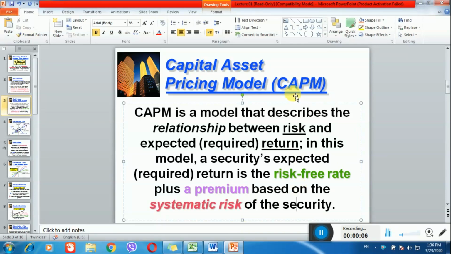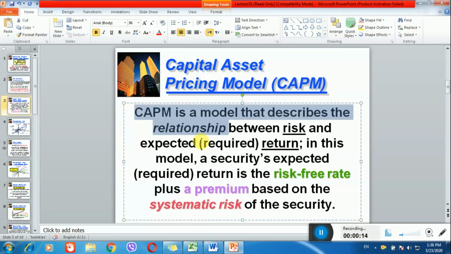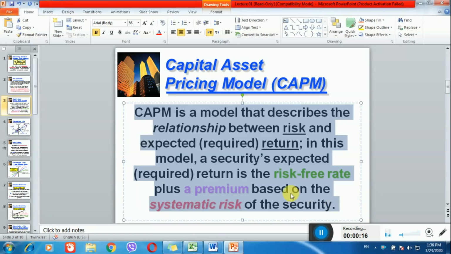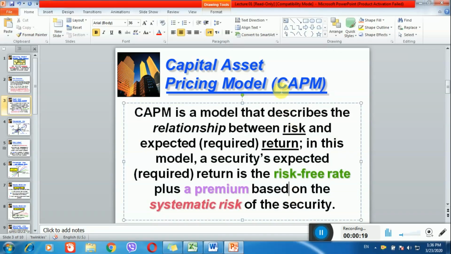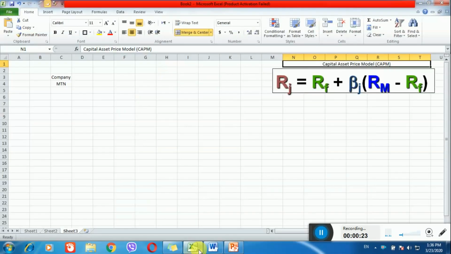Okay, dear students, our today's topic is the capital asset pricing model, which is also called CAPM. And before I explain the definition of the CAPM, let me show you what the CAPM is and how it looks, right? Okay, come here.